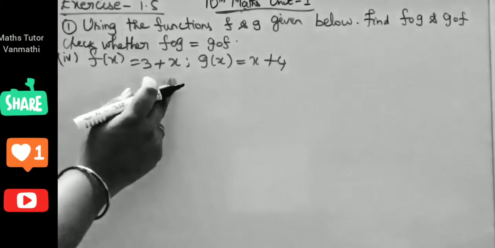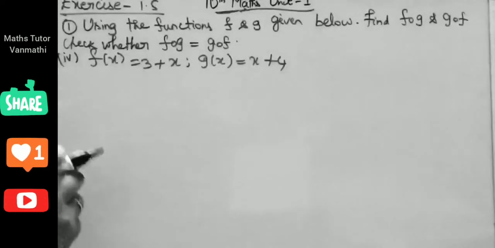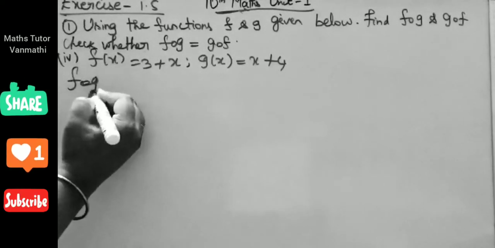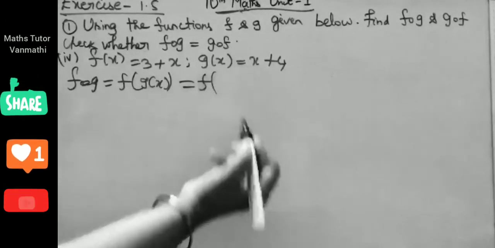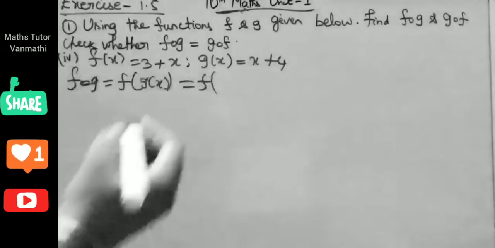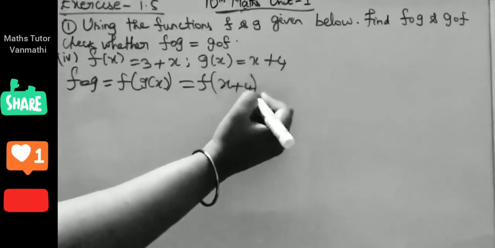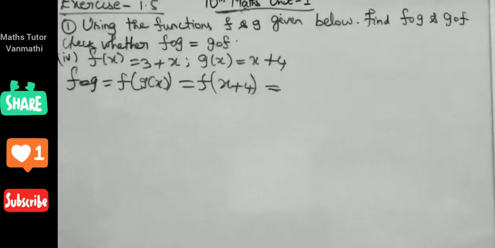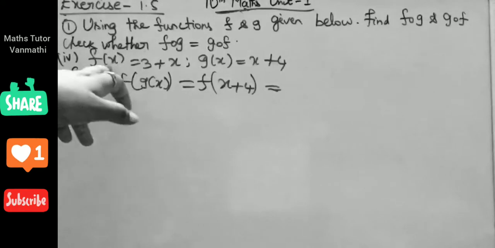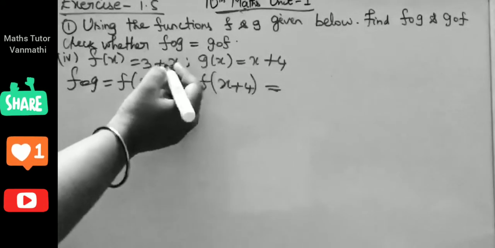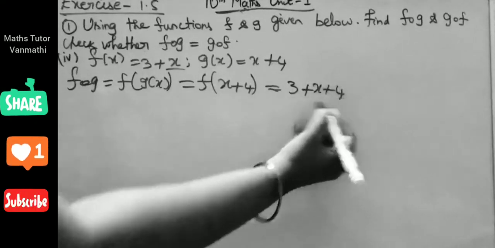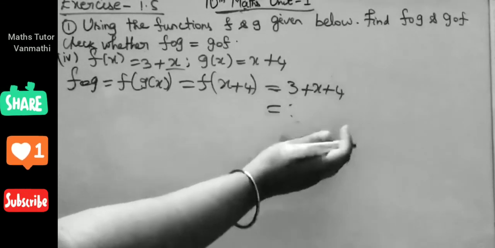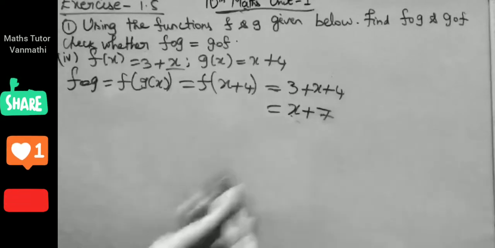Next problem. Fourth subdivision. f of x equal to 3 plus x, g of x equal to x plus 4. So taking f composite g, you get f of g of x, where g of x is x plus 4. Then f of x plus 4, that is f of x is equal to 3 plus x. Replacing x plus 4 in the place of x, so 3 plus x plus 4 you will get. Then you will get x plus 4 plus 3, which is x plus 7.